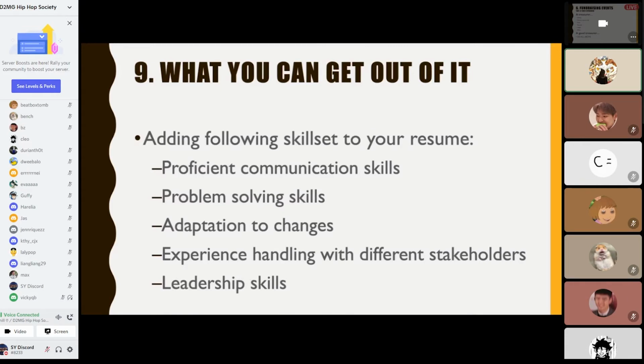And also, you have adaptation skills to adapt to different changes and deal with emergencies, and you will have the experience handling different stakeholders, both internally with the president, vice president, different events team, marketing team, and media team in terms of different events. And then you also have to communicate with external stakeholders like sponsors and also ARC.